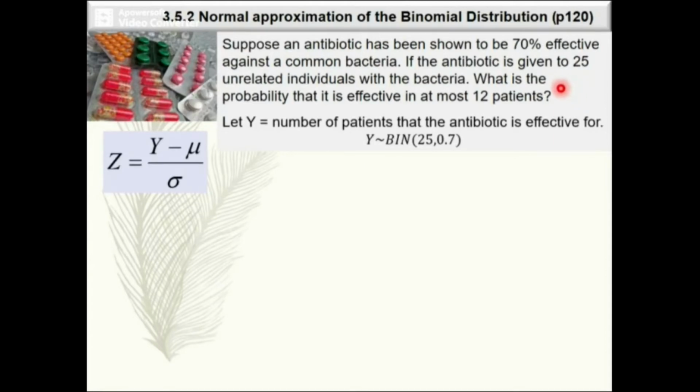So you can see here that you have this fixed probability of success. That is, being a success is being effective. And then you have a fixed number of trials, which is your 25 people. And then here they're saying, what is the probability that it is effective in at most 12?